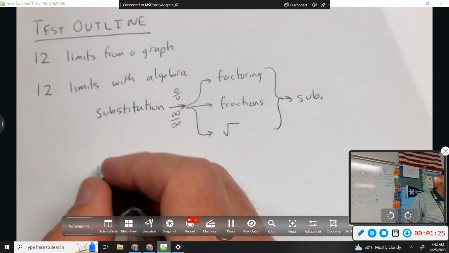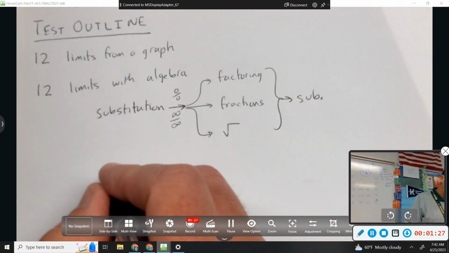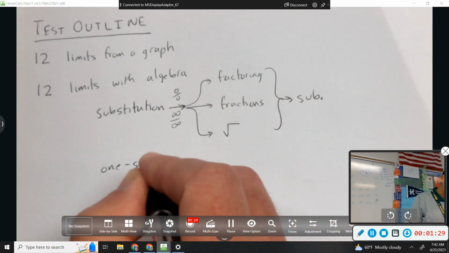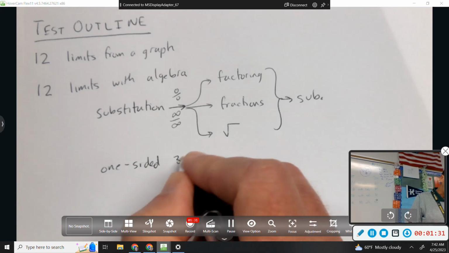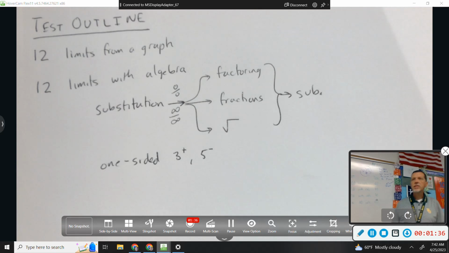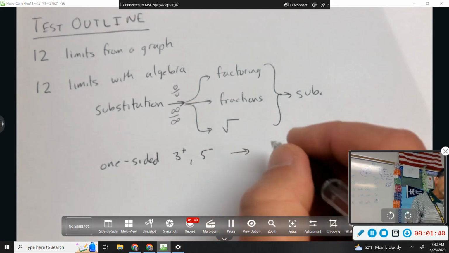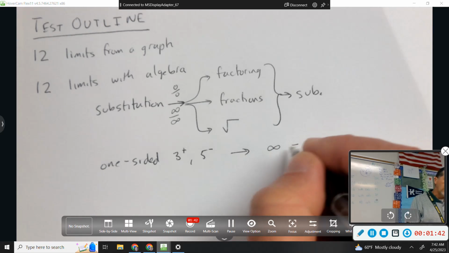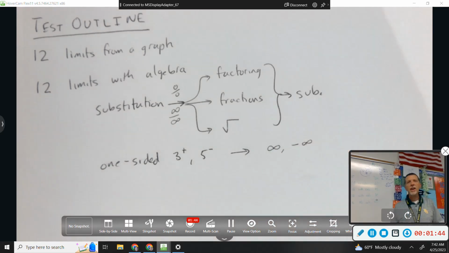Sort of within that though are one-sided limits. So remember, we have to plug in a little more than 3 or a little less than 5. And sometimes those end up being positive or negative infinity, so you've got to be careful about the signs.